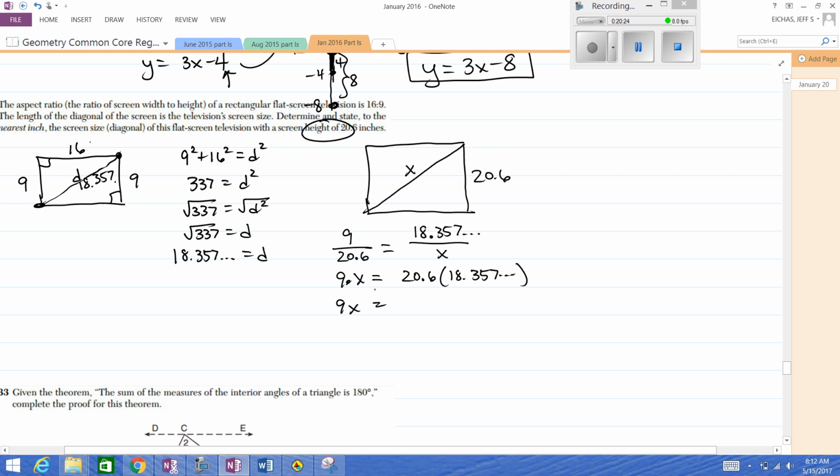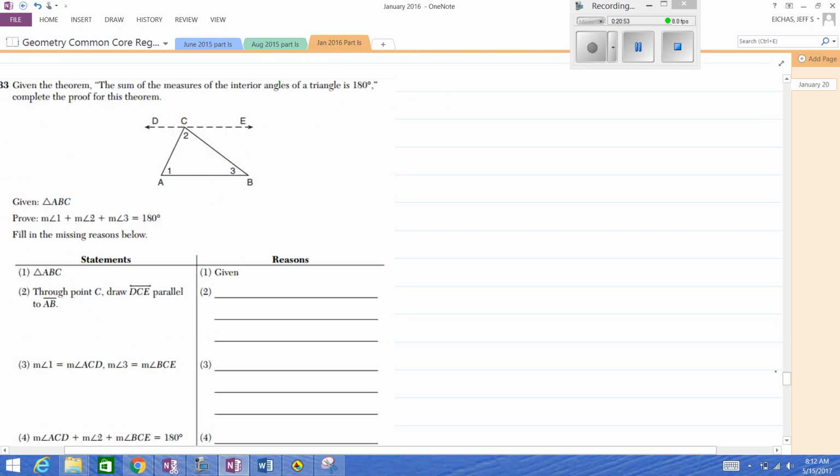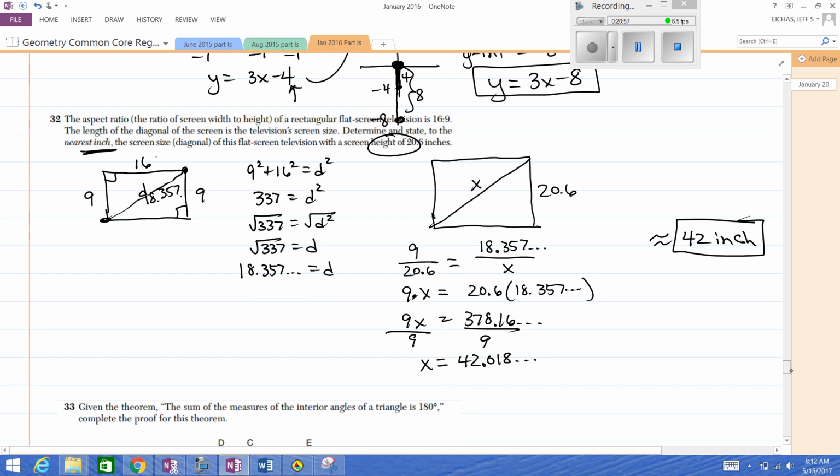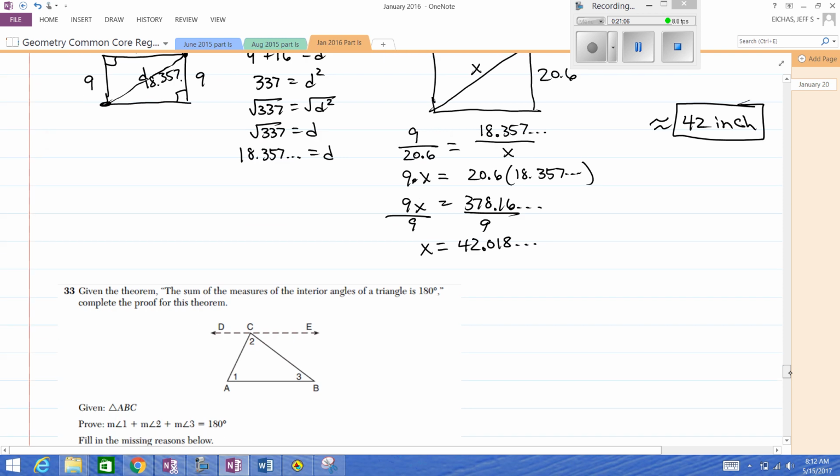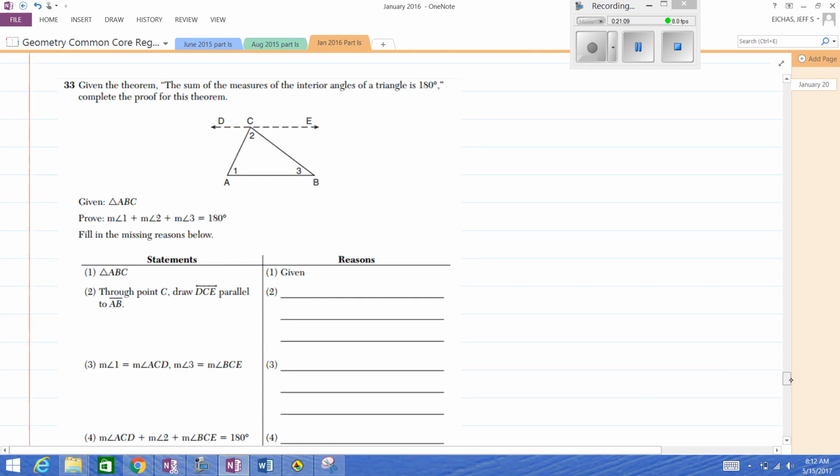And we get, where is that number? Looks like 378.16 divided by 9, we get 42.018, and they want the nearest inch. Okay, so we're going to say that's approximately 42 inches. So that's what we're looking at. All right, 33. Oh, that, by the way, this one is a 4-point question. This is the first one on the exam. All right. So make sure that we've got a little more work involved in this one than just a 2-pointer. All right, that's important here.